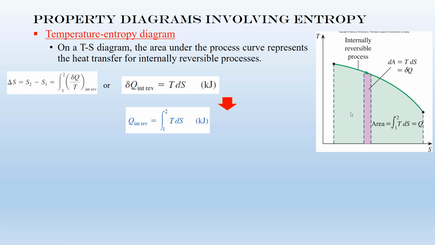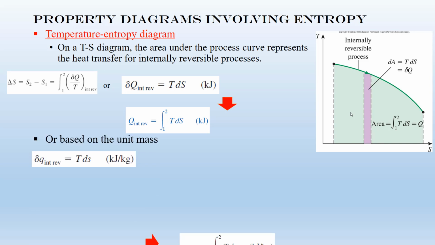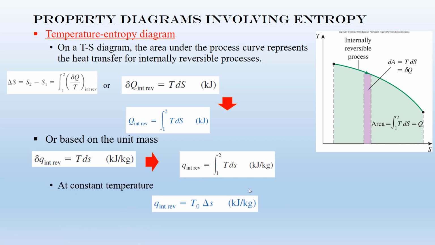Remember, you already learned in chapter 3 or 4 that the area under the P-v diagram equals the boundary work. Here you learn that the area under the TS diagram equals the Q for internally reversible processes. You can write it per unit mass, and calculate the Q per unit mass for internally reversible processes.